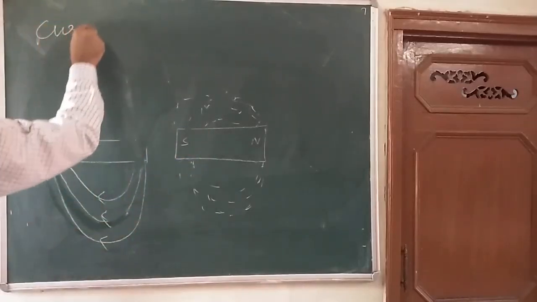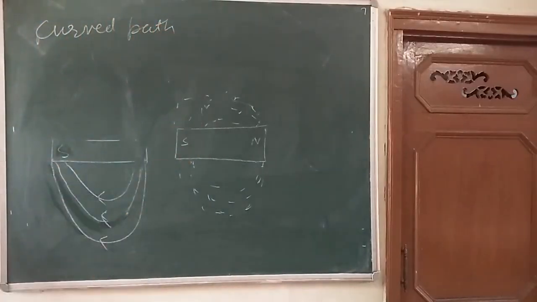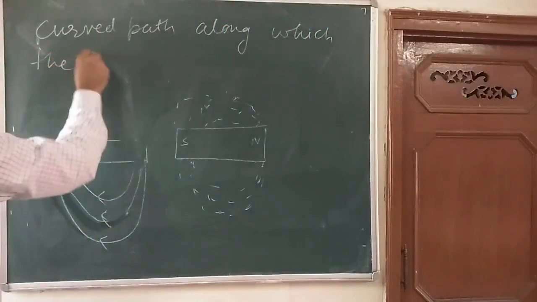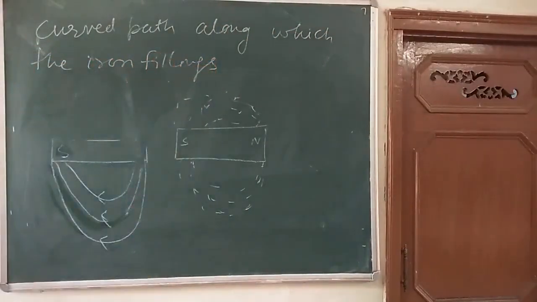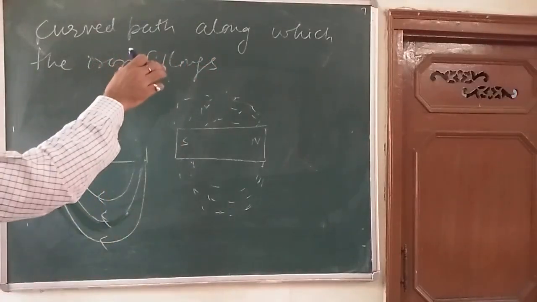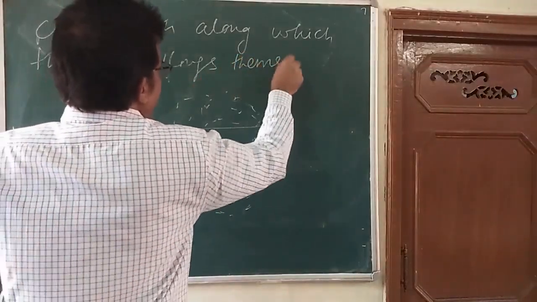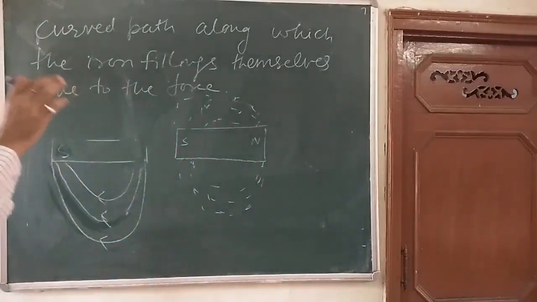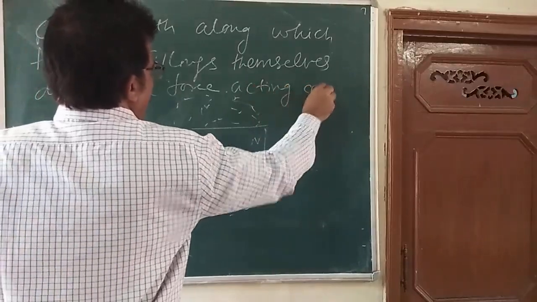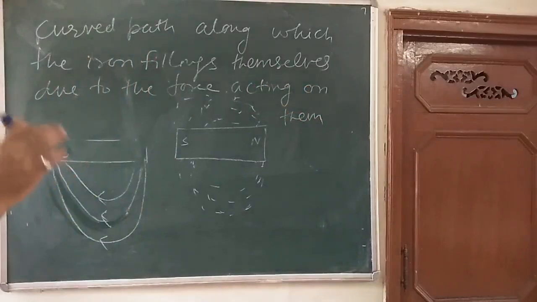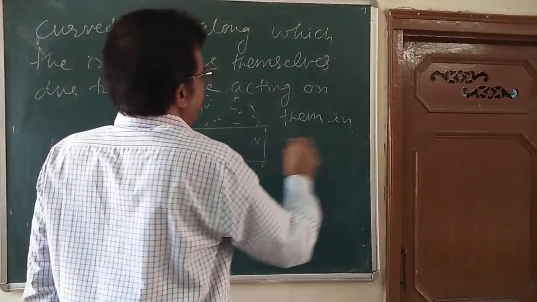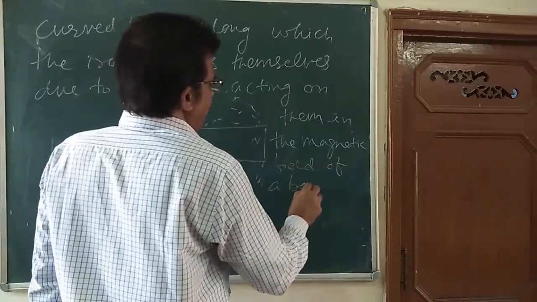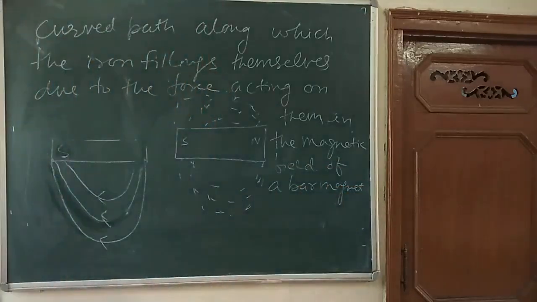This curved path along which the iron filings arrange themselves is due to the force acting on them in the magnetic field of the bar magnet. This is called magnetic field lines.